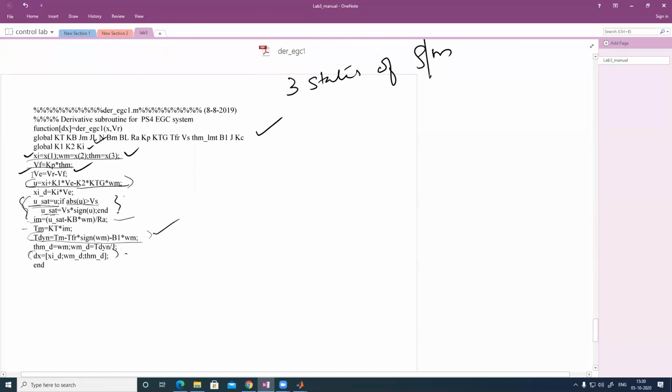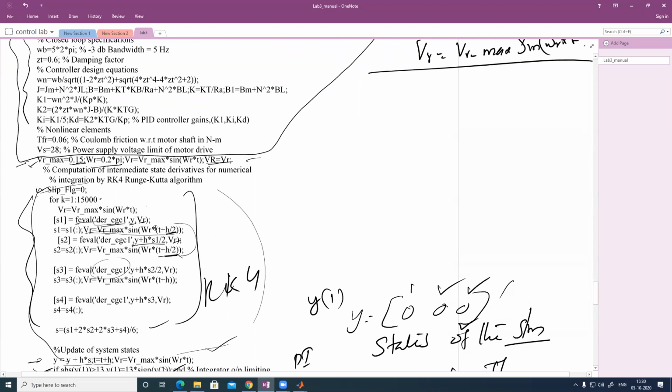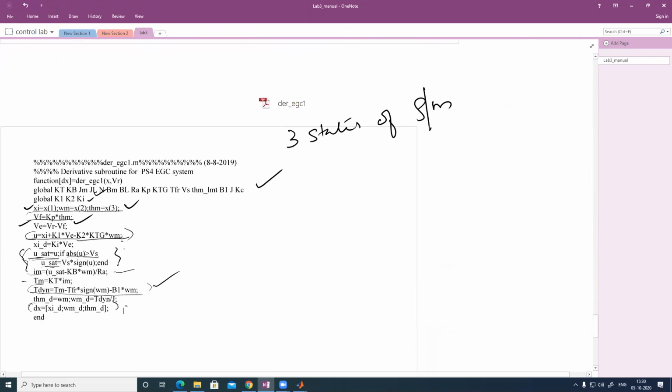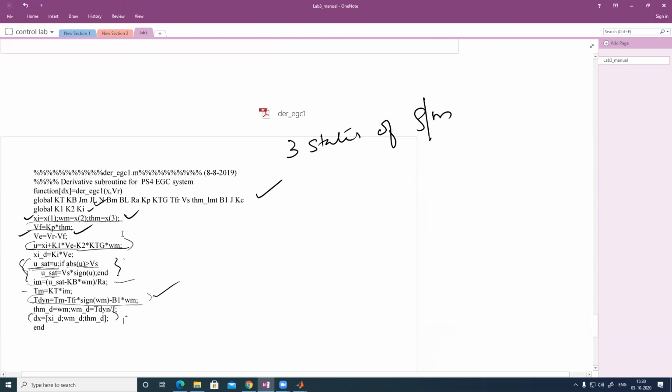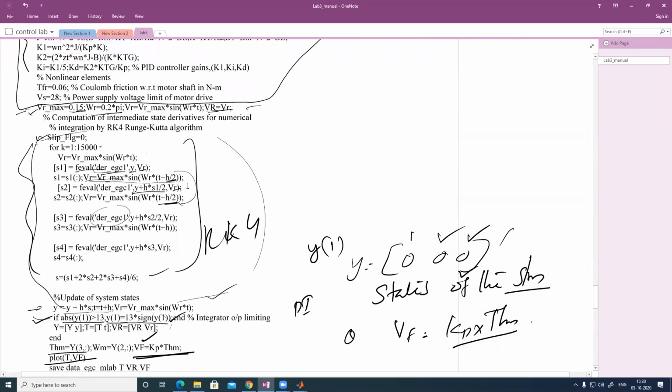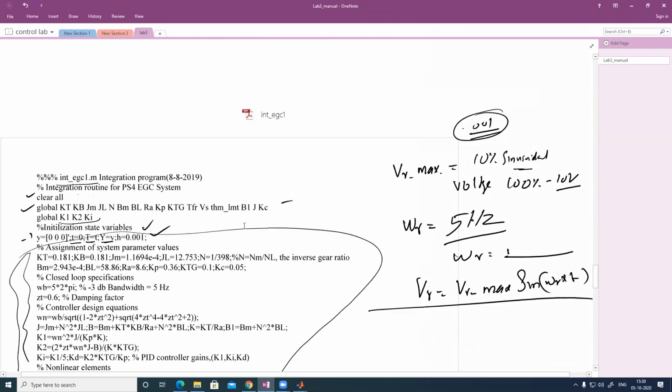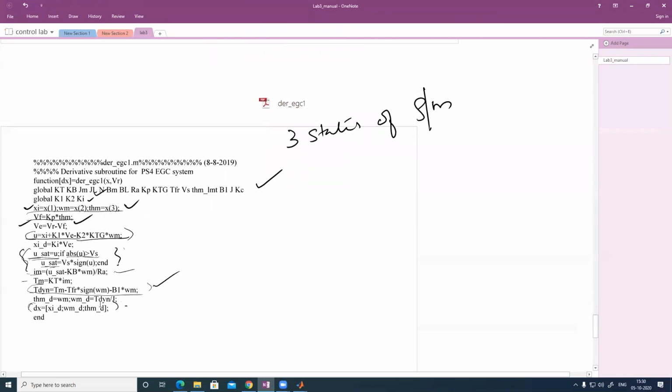So these values go to the derivative subroutine. It will pass x comma vr here, and the function will calculate y comma vr. These y comma vr values will come back, and it will calculate all the derivatives and integrate them in the integration subroutine. So every equation we are doing here is converted to this code.